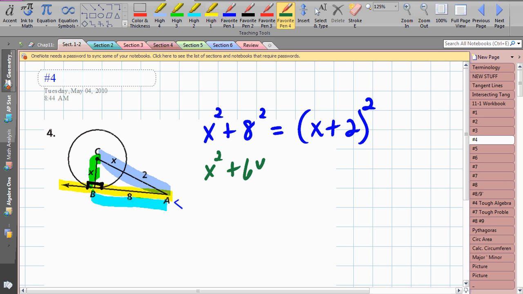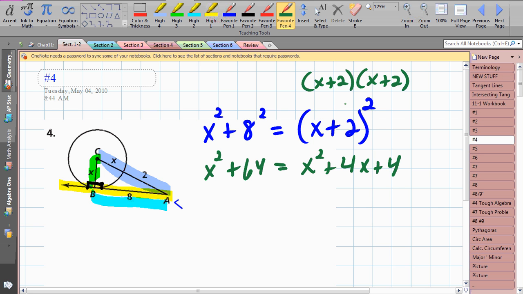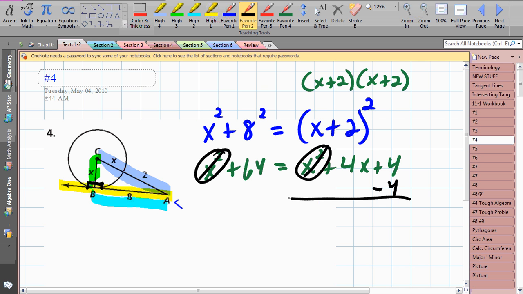x squared plus 64 equals, when we FOIL this, because remember this is another way to say (x plus 2) times (x plus 2), that's going to be x squared plus 4x plus 4. When I begin to solve for this, how convenient, each side has an x squared. So I can just cross them out. Let me clean up this equation here. I'm going to bring all the numbers onto one side. So that looks like 60 equals 4x, and x equals 15.